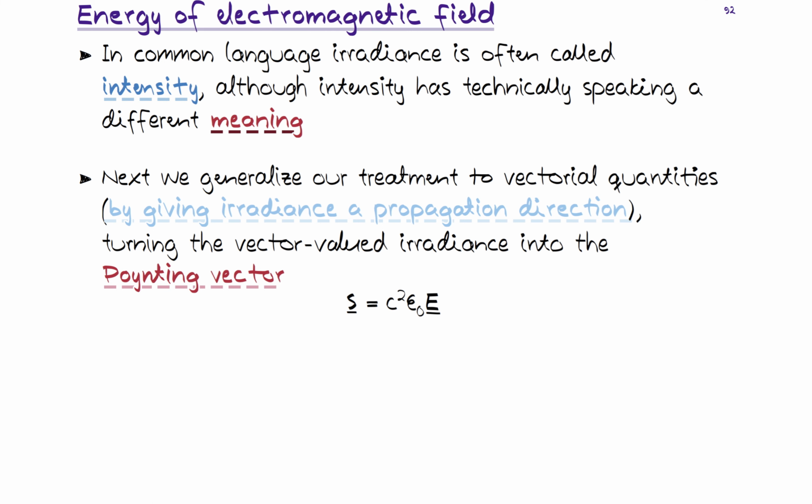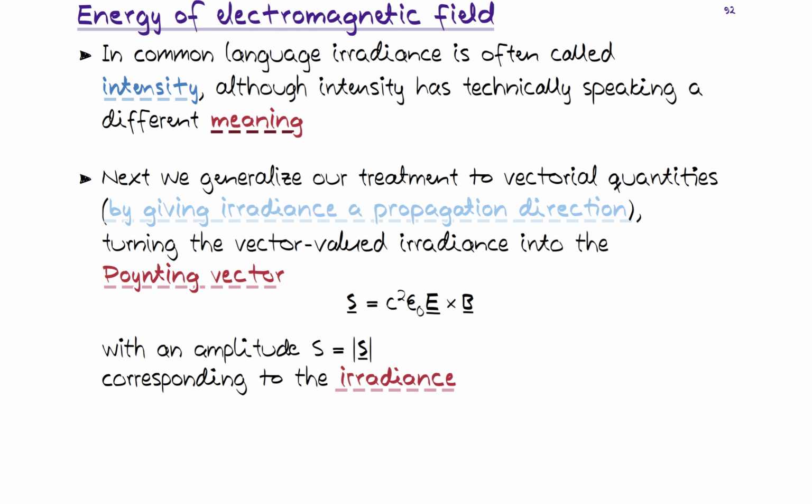So the Poynting vector S equals c squared times epsilon naught, and now instead of field amplitudes, I'm having the actual fields here. I'm taking the cross product of the two fields, E and B. The amplitude S, the scalar S, the irradiance, is essentially the modulus of this Poynting vector S. And the amplitude S is the irradiance associated with the wave. The Poynting vector tells us in which direction this irradiance goes, and also has the amplitude of irradiance information intact.